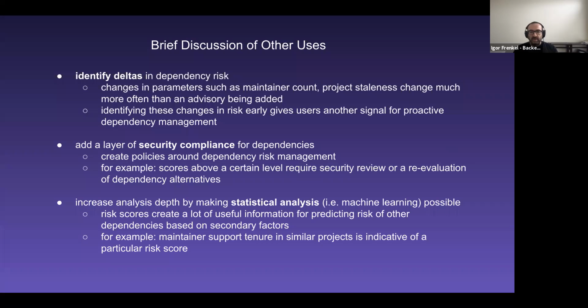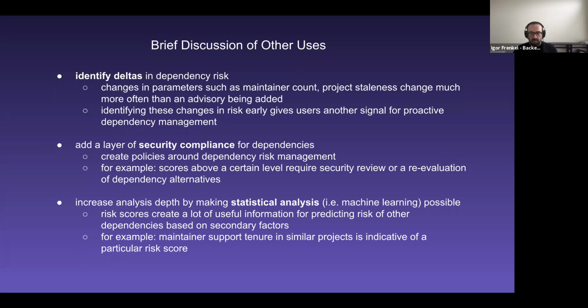We talked about security compliance, right? We can create policies around dependency risk management. I think I talked about that; this is just a reiteration. Scores above a certain level, or within a certain range, require manager approval or security department approval, or they can't even pass, right? If you're highly security conscious, working in a very locked down kind of project, then you can't even pass a certain risk level. So that's the use of a score.